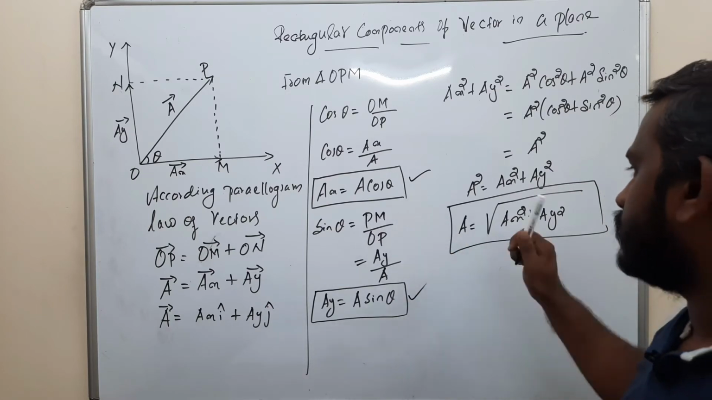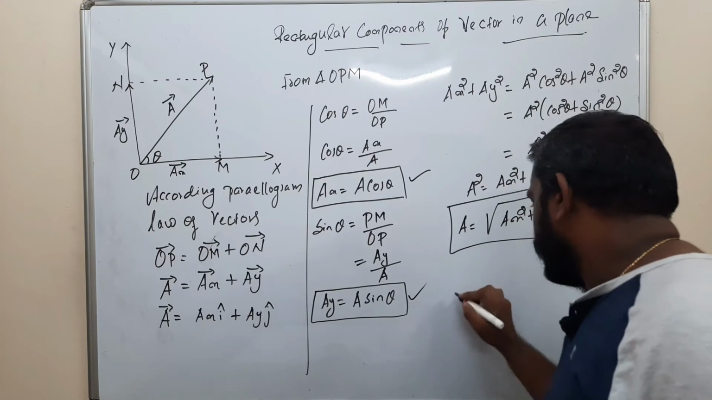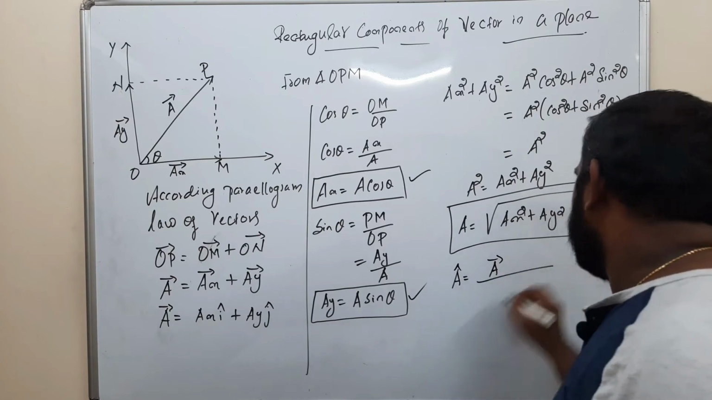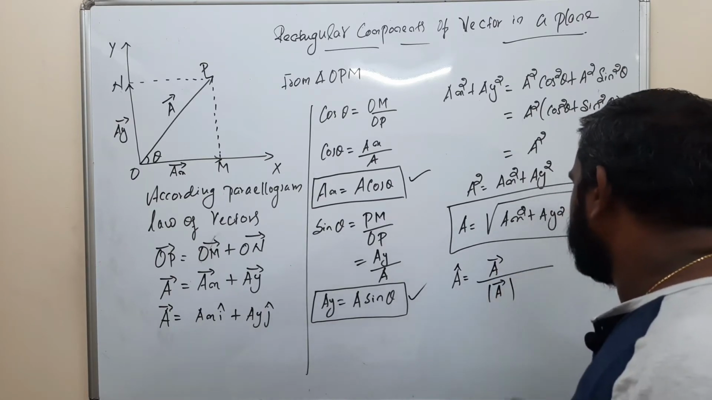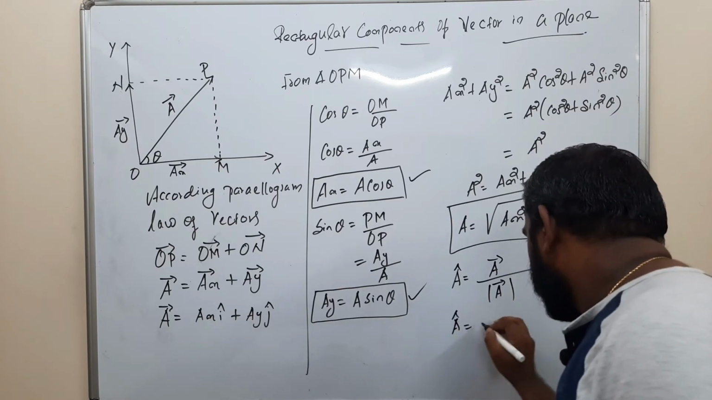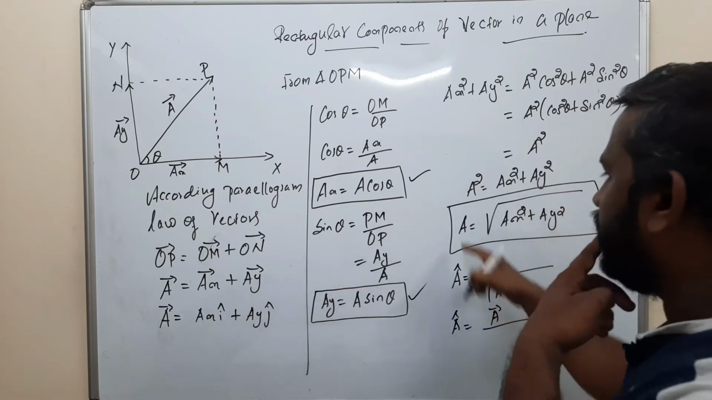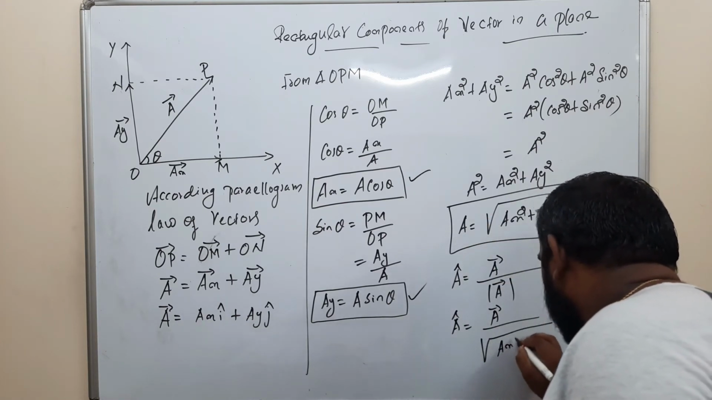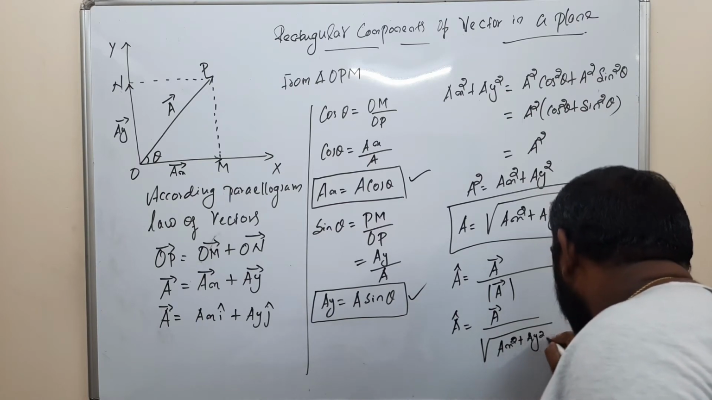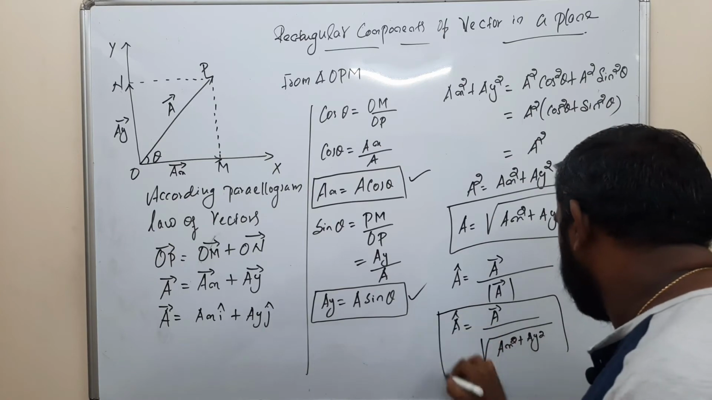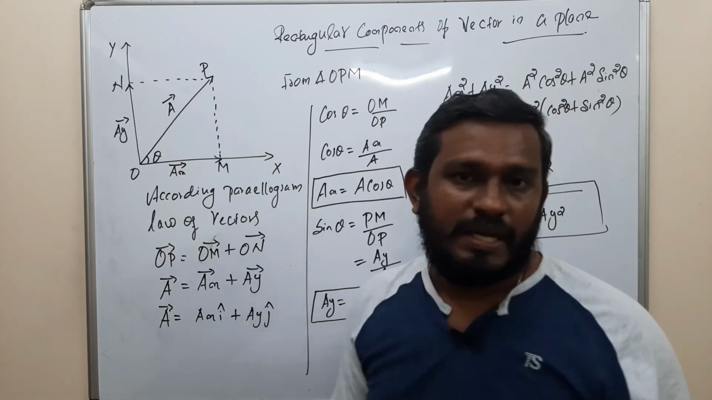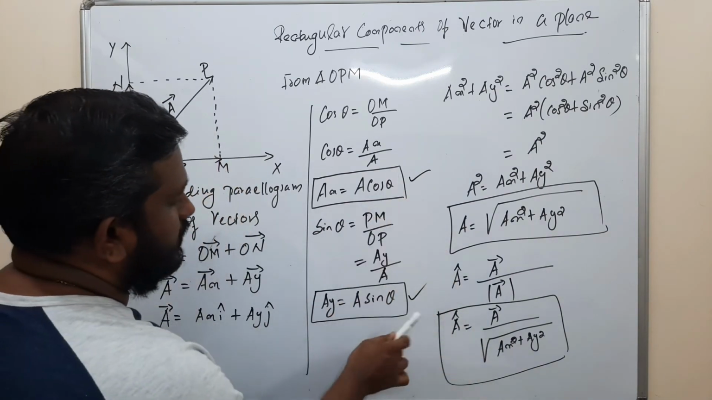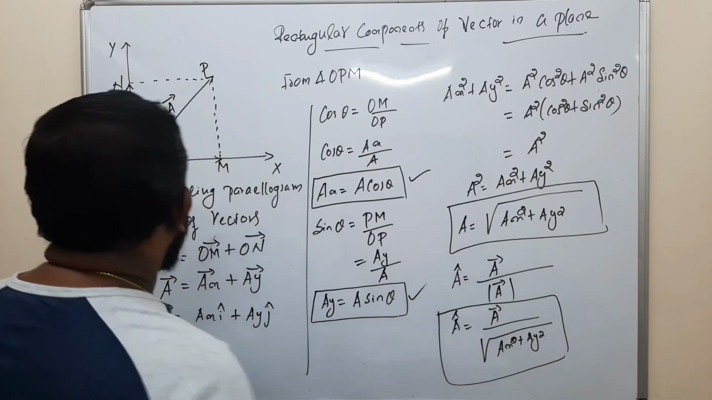So now the unit vector formula, that is A cap is equal to A vector divided by mod of A vector. Mod of A vector is the magnitude, that is the square root of Ax square plus Ay square. So this gives the unit vector of a given vector. This formula also you have to keep in mind.